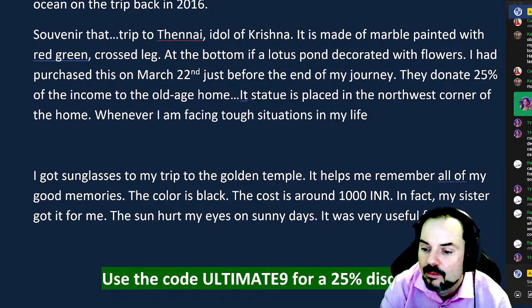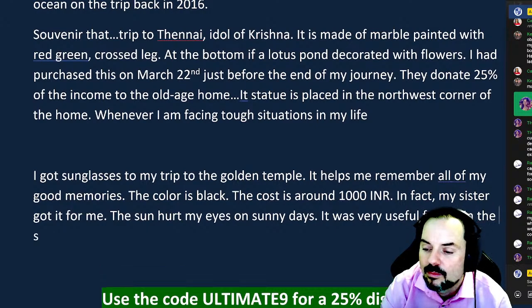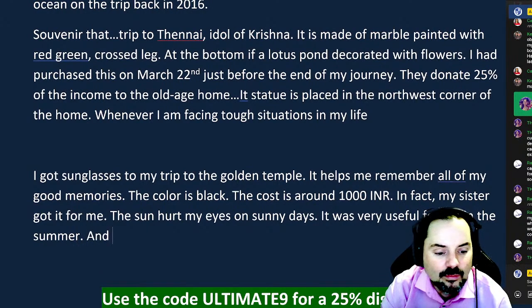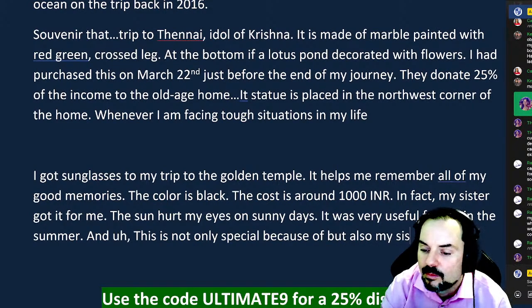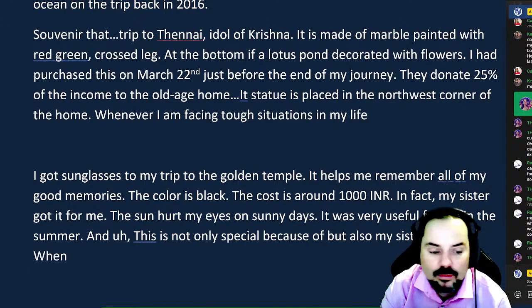These sunglasses are not only special for me because of the memories that they bring back from the beautiful view of the Golden Temple, but also because of my sister's love, and so I can just grab them when I am in a hurry to go outside, and of course they stay in good condition. Whenever I wear these sunglasses, I feel more relaxed and comfortable with the protection from rays on summer days.